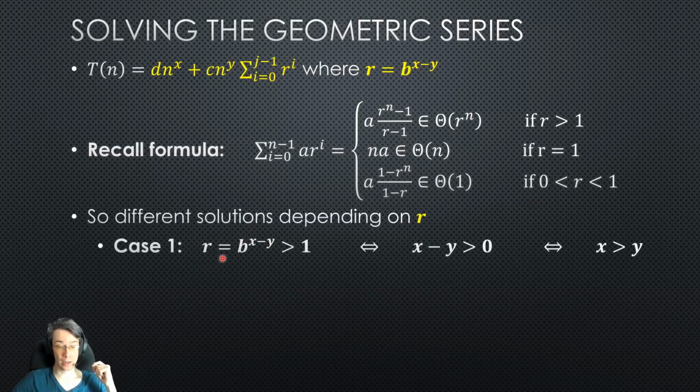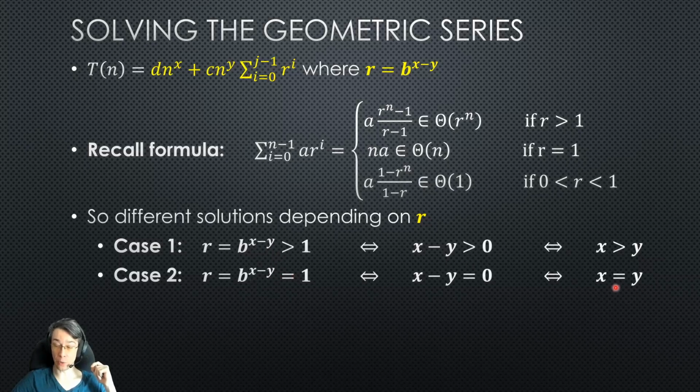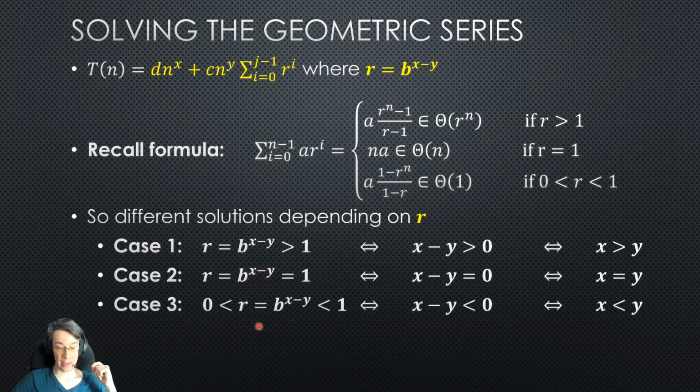So there's case 1 where r, which is of course b to the x minus y, is greater than 1. And when is b to the x minus y greater than 1? Well, b to the 0 is 1, right? And b to the less than 0 is less than 1. And b to the greater than 0 is greater than 1. So what that tells us is it's greater than 1 if and only if x minus y is greater than 0. In other words, if x is greater than y. If x is equal to y, this is equal to 1, because then this is b to the 0, which is 1. And if x is less than y, then we have b to the x minus y between 0 and 1. Okay, so those are our three cases: if x is greater than y, if x is equal to y, and if x is less than y.